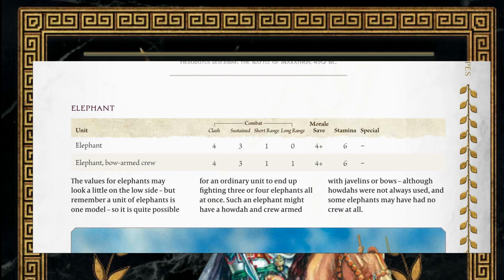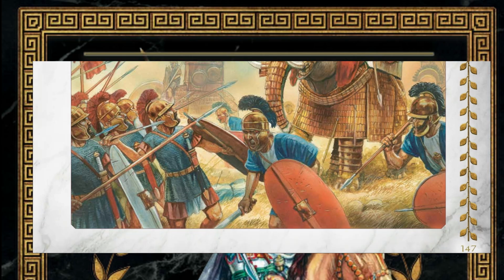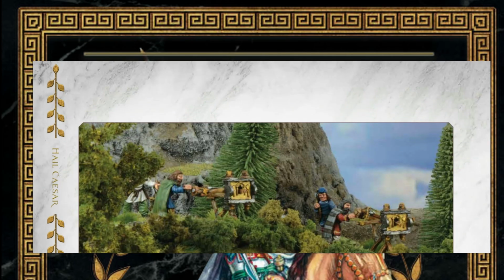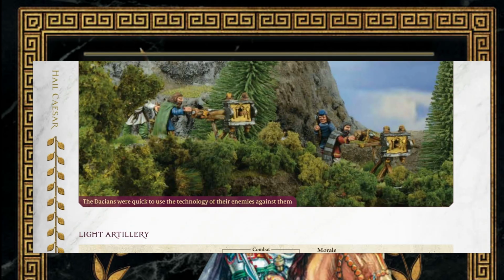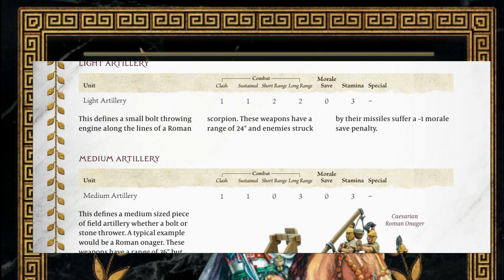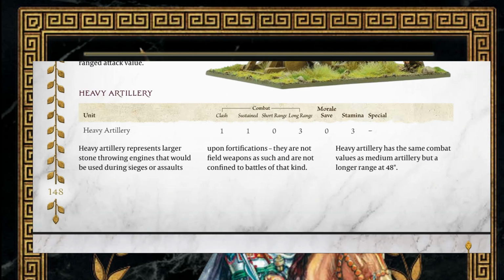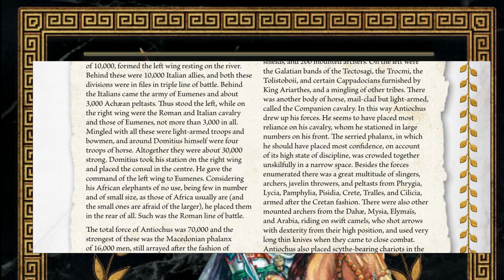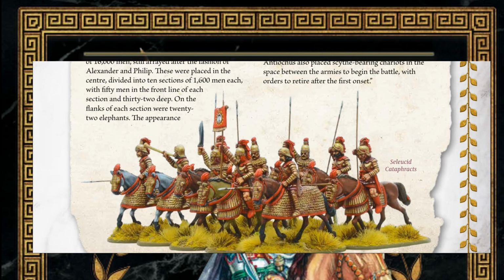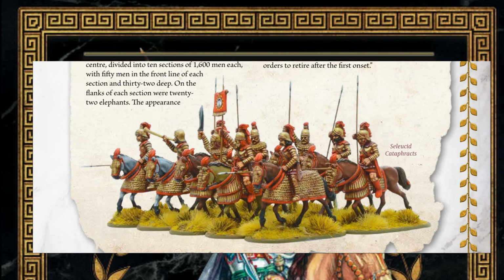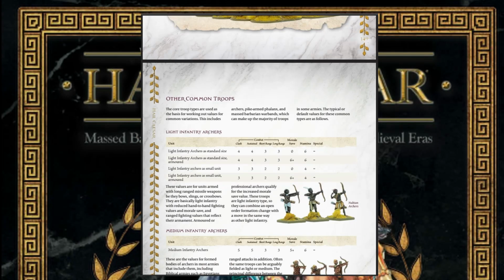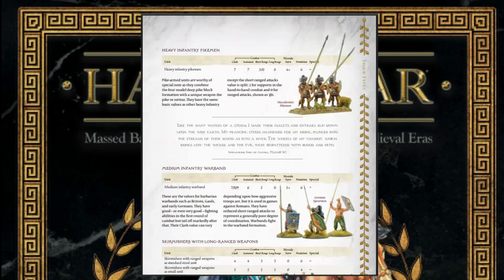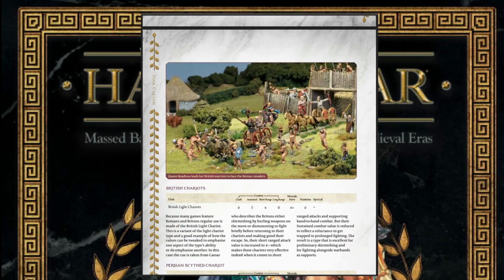I think it's one of the very important things, the information given by the authors regarding all these units. You have also light artillery, medium artillery, and heavy artillery, but probably you can use them for the 100 Years' War. And here, very, very beautiful Seleucid cataphracts. Very beautiful, I think. So we continue with all these units that are really, really helpful.